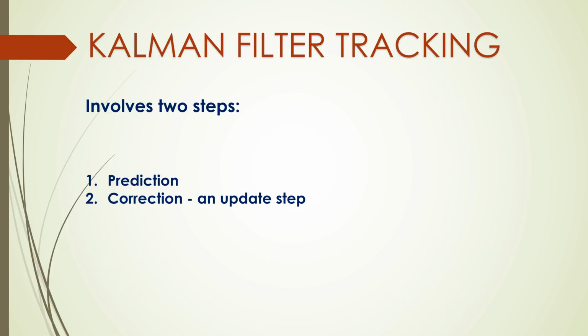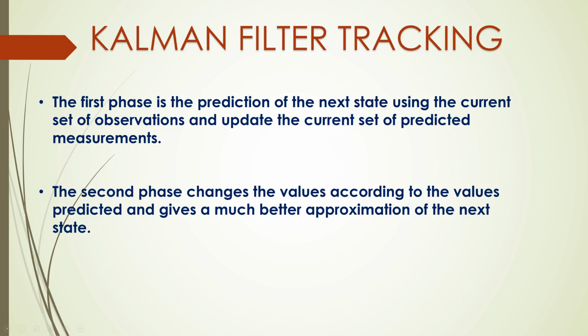The Kalman filter tracking algorithm involves two steps: the prediction step and the correction step, which is also known as the update step. At first, the initial estimate is calculated using the previous states. In the second step, the current measurement, such as object location, is used to correct the state, and hence the Kalman filter implements a discrete time linear state space system. In the case of tracking an object in a video, the first phase is the prediction of the next state using the current set of observations and updating the current set of predicted measurements. The second phase changes the values according to the values predicted and gives a much better approximation of the next state.